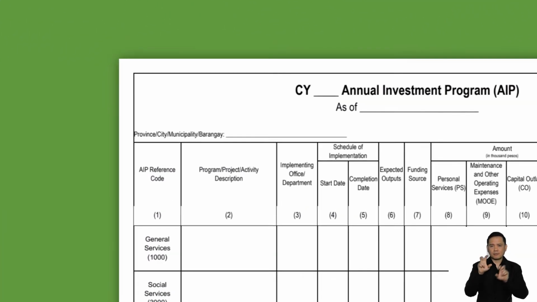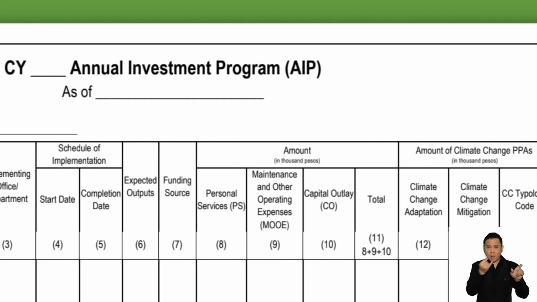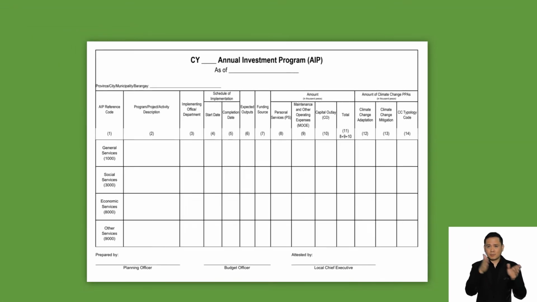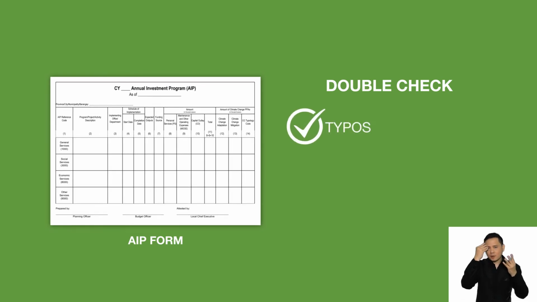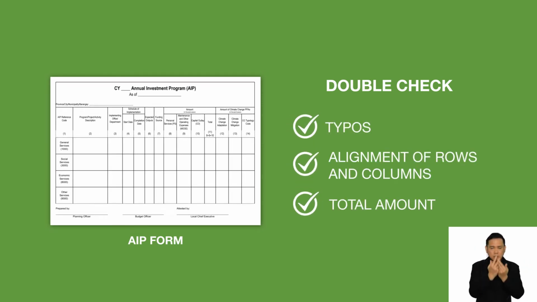With 14 important columns, the AIP form is the primary instrument for implementing climate change-related plans. It is crucial to double-check all the information in this form, including typos, alignment of rows and columns, and the total, as any errors may cause a domino effect.